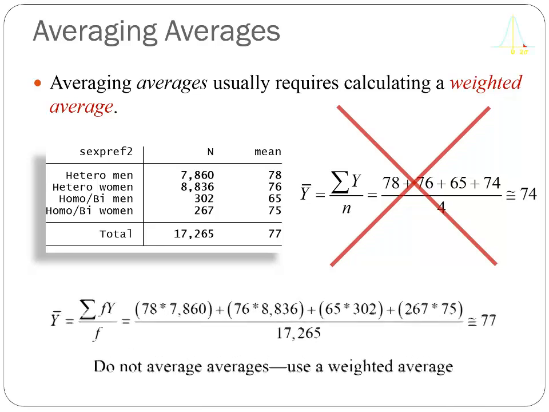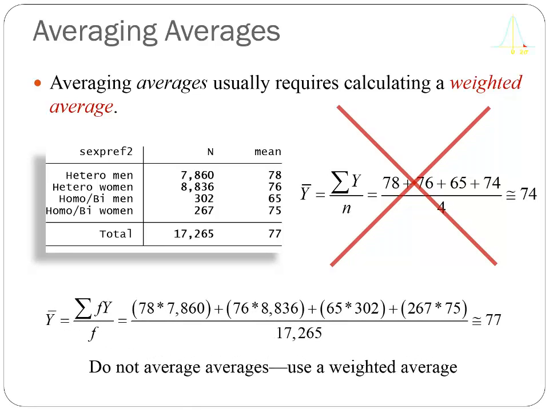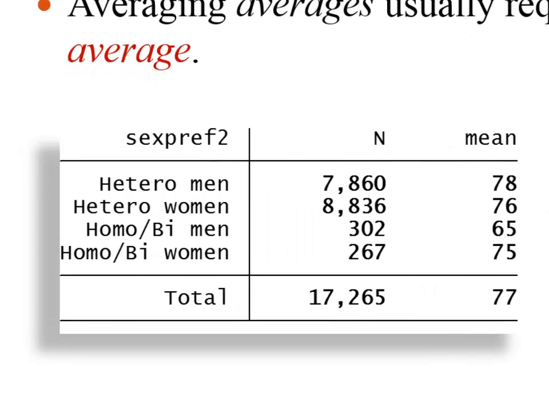Sometimes we have other kinds of tables that report averages to us, and we'd like to average the averages. So here I've used the General Social Survey to make an estimate of sexual frequency per year for heterosexual men, heterosexual women, homosexual and bisexual men, homosexual and bisexual women. We can see that 7,860 heterosexual men had average sexual frequency of 78 times per year, 8,836 women, the average is 76, and so forth.